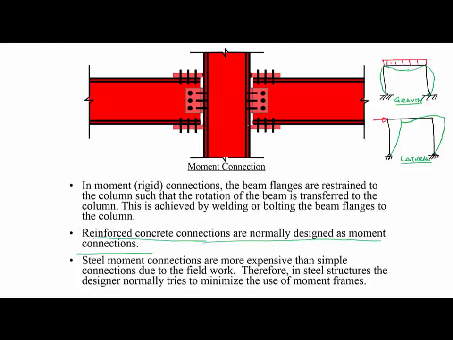Therefore, we try to minimize the number of moment frames and moment connections within a building, just to have a few rows of them if necessary, or if we need to have brace frames, just minimize the number of them. We don't need to put brace frames or moment frames in every bay. We try to put as many simple frames as possible, and then a few moment frames or brace frames in each direction to be able to take the lateral loads.